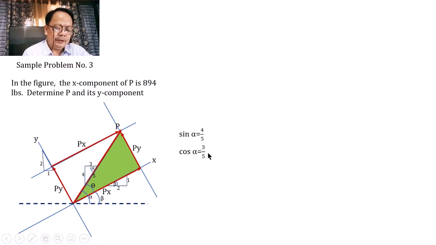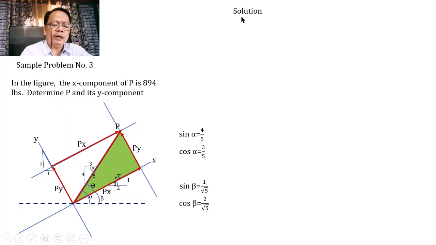Similarly, if we look at this triangle, I have here 1, 2, and we expect that this side of the triangle will be square root of 5. And from there, we can express the sine of beta. So that sine of beta will be 1 over the square root of 5, and cosine of beta will be the ratio of 2 over the square root of 5.